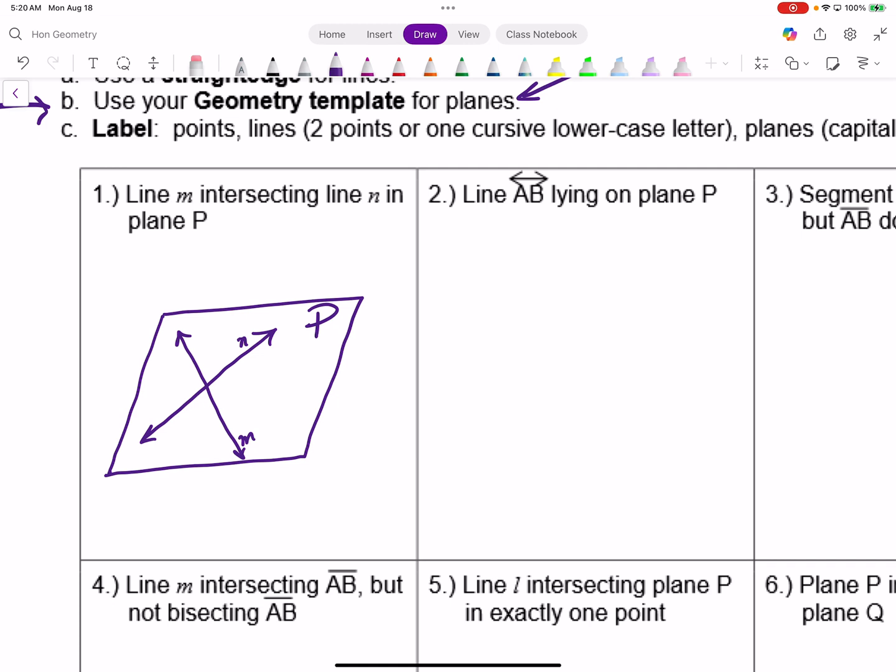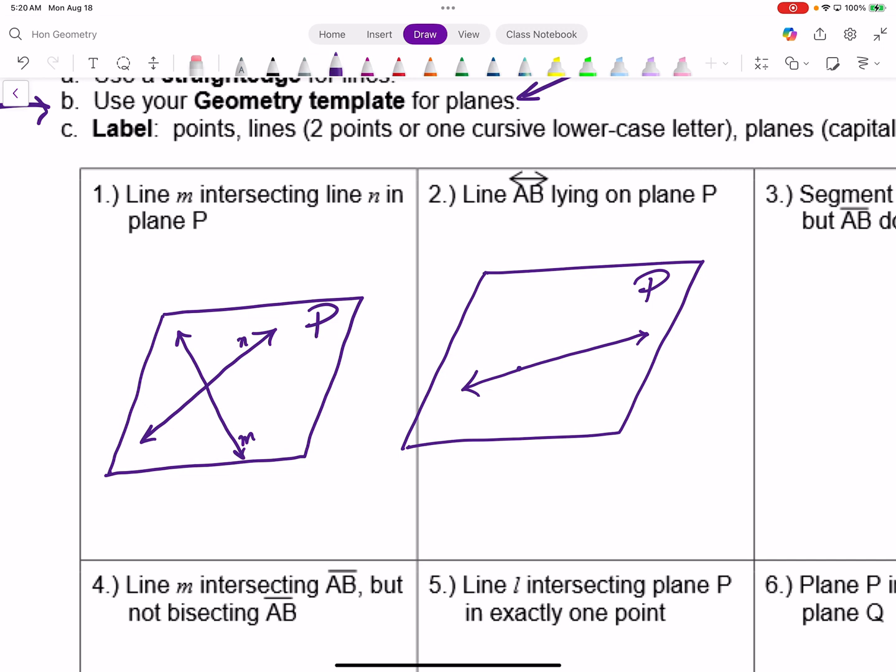Okay. So line AB, line on plane P. Okay, so draw plane P. And then just have line AB on it. Now, when you call it line AB, then you have to show two distinct points on that line being points A and B.